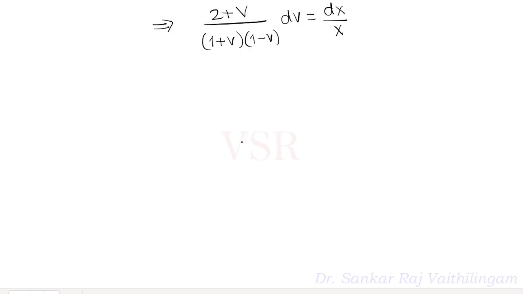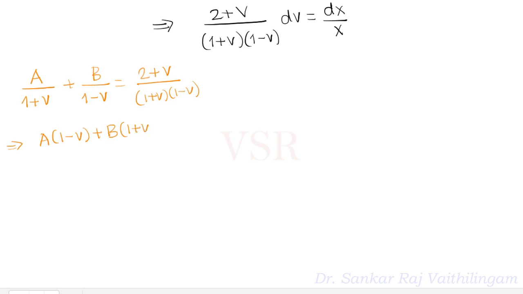Let's see how I am going to do the partial fraction. We have A divided by (1 plus V) plus B divided by (1 minus V), which is equal to (2 plus V) divided by (1 plus V)(1 minus V). This is what I need. So when we cross multiply, we get A into (1 minus V) plus B into (1 plus V), which is equal to 2 plus V.